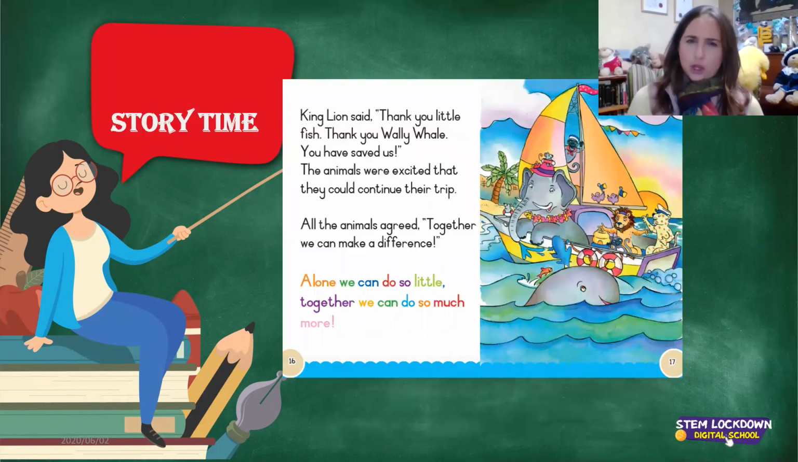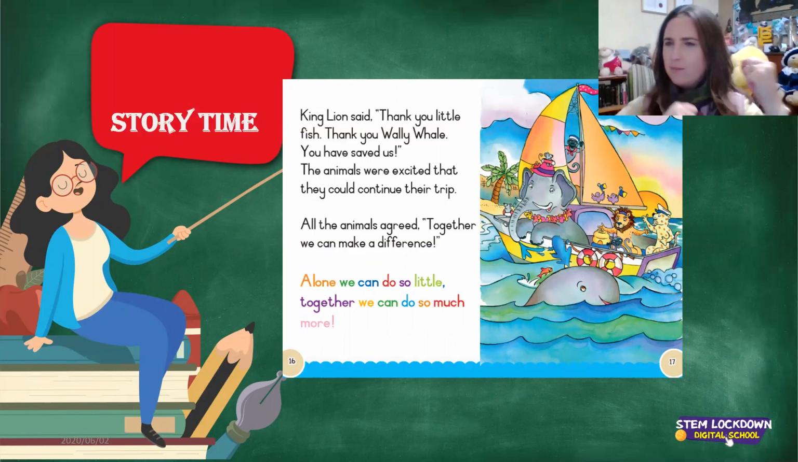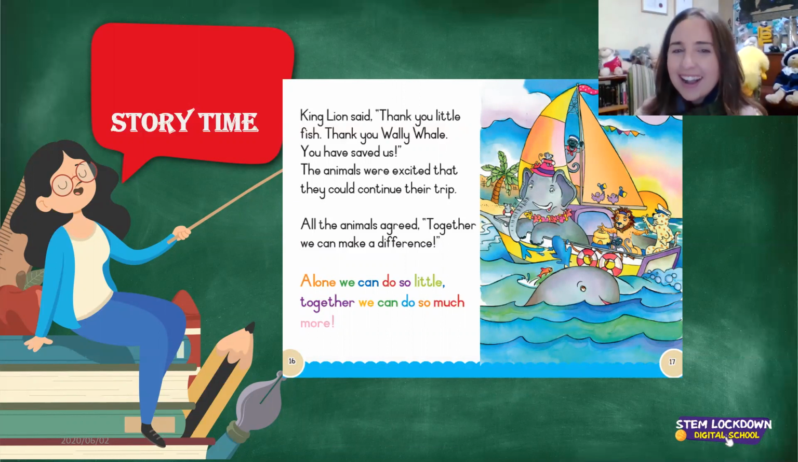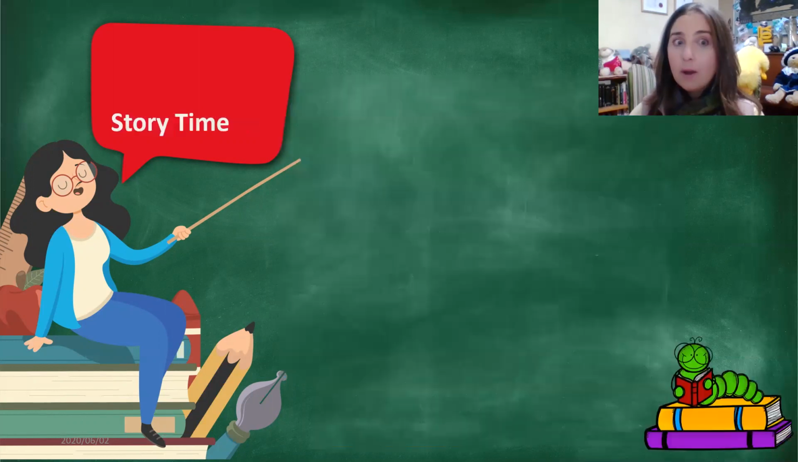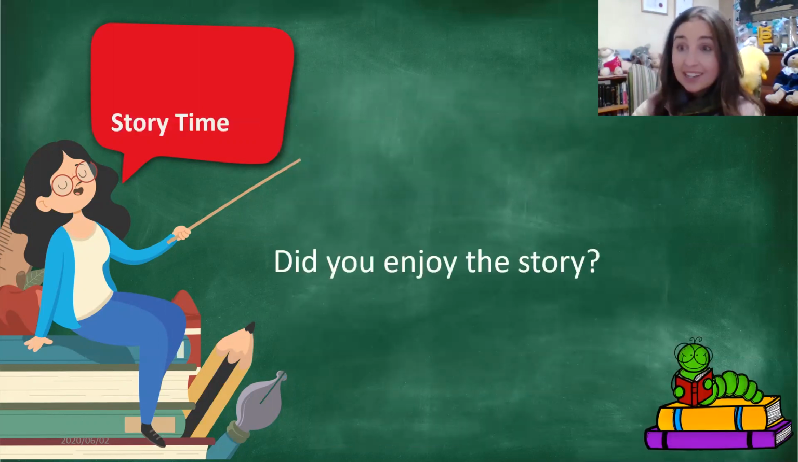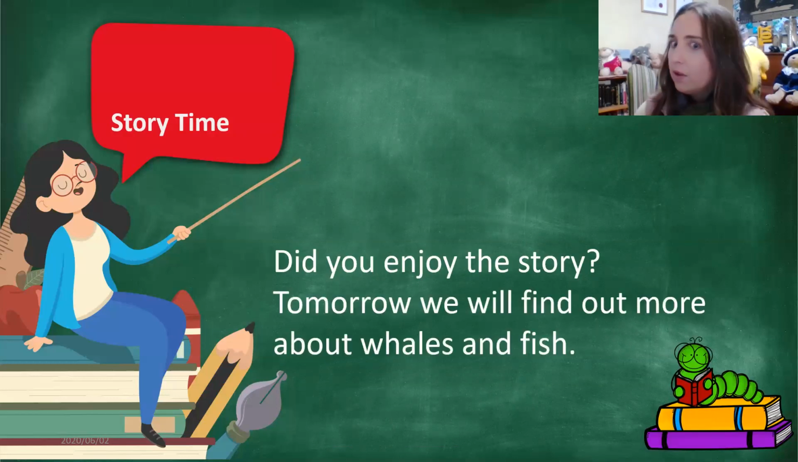King Lion said, "Thank you, little fish. Thank you, Wally Whale. You have saved us." The animals were excited that they could continue their trip. All the animals agreed, together we can make a difference. Remember, guys, alone we can do very little, but just like our friends in their adventure, together we can do so much. Did you enjoy our story? Does it make sense when we go through it again? Tomorrow we will find out more about whales and fish.